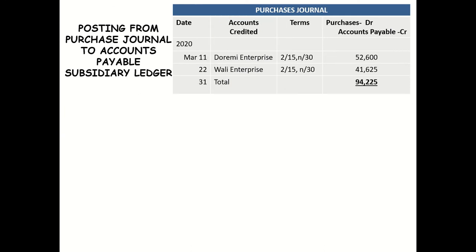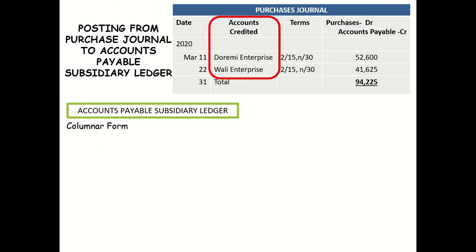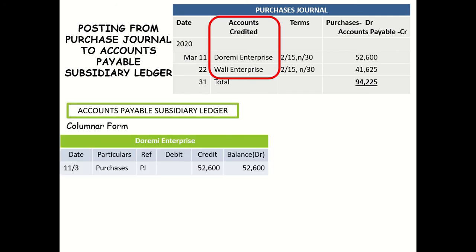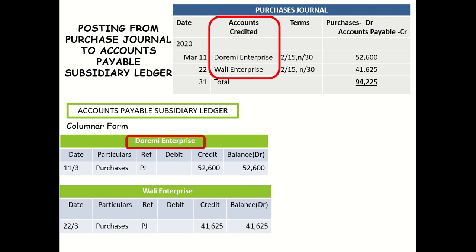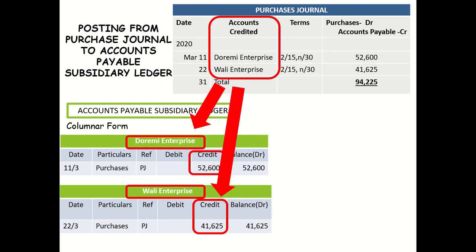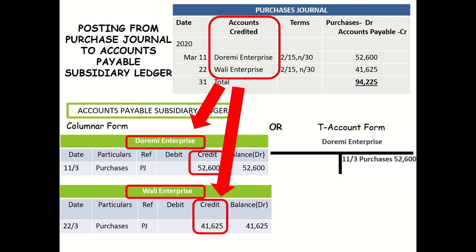There are two creditors, Doremi Enterprise and Wali Enterprise, in the purchases journal. Thus we have to open two accounts in accounts payable subsidiary ledger. One for Doremi Enterprise, and another one for Wali Enterprise. The amounts would be recorded in the credit column. Alternatively, the accounts payable subsidiary ledger can be done in T-account form as follows.